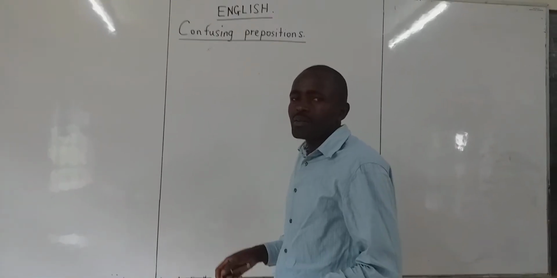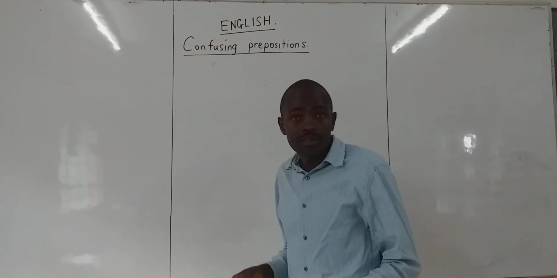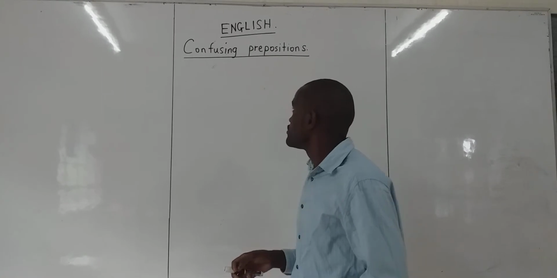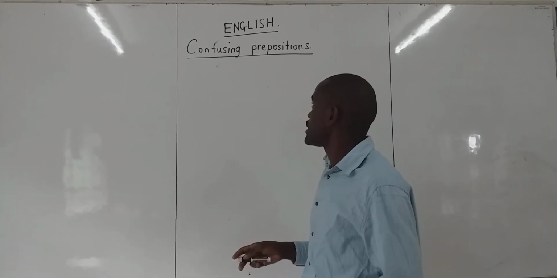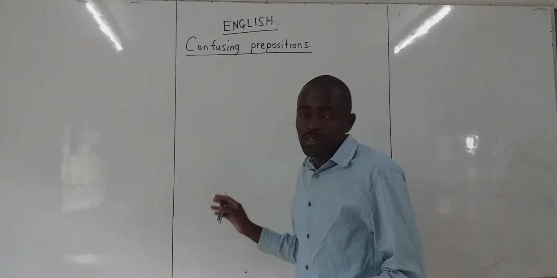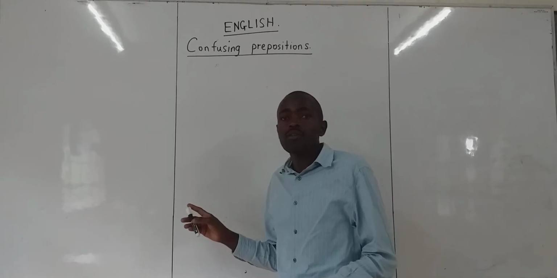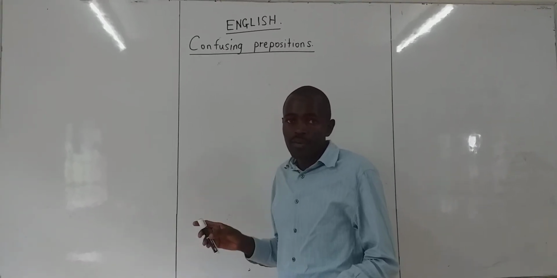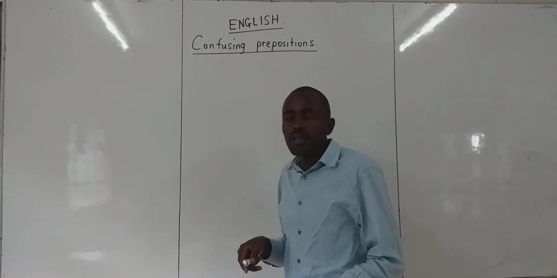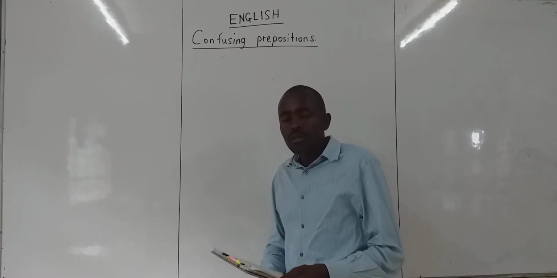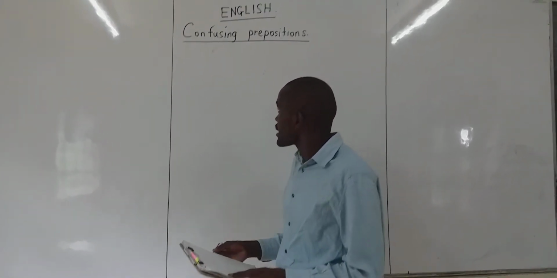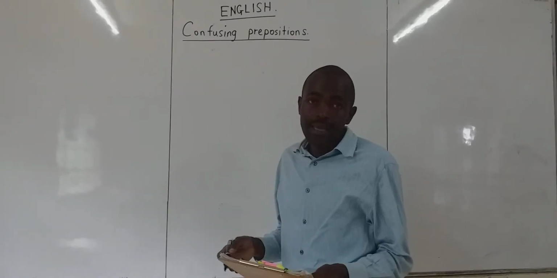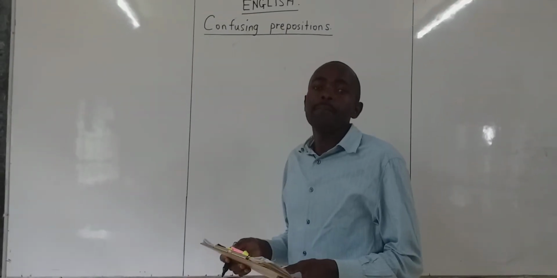I'll be talking about prepositions, and the main thing we have here today is confusing prepositions. There are some prepositions that always confuse people. You are given a preposition and you don't know how to use it. So I'll be giving examples, like we have beside, another one, besides.